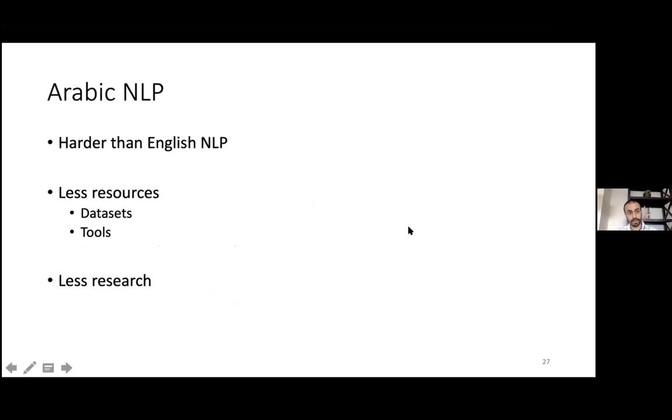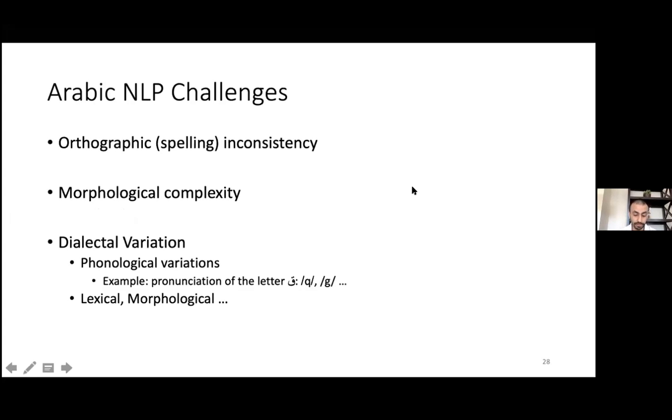So let's now talk about Arabic NLP. Generally speaking, Arabic NLP is harder than English NLP for different reasons. For one, the nature of the Arabic language in comparison to the English language. Also, there are fewer resources, fewer datasets and tools for Arabic NLP when you compare it with English. And less research has been conducted on Arabic NLP. There are also challenges in Arabic NLP due to the nature of the Arabic language.